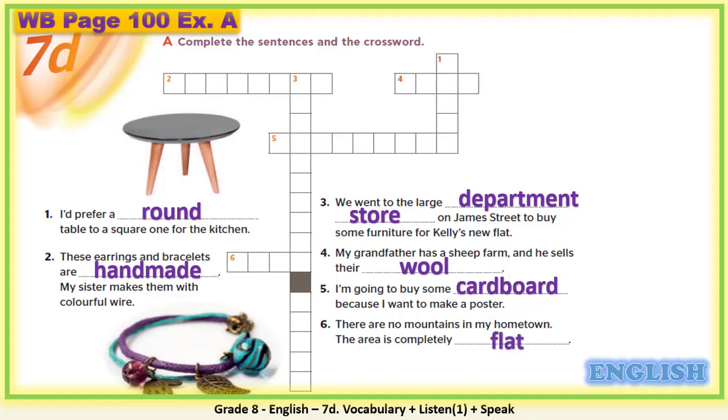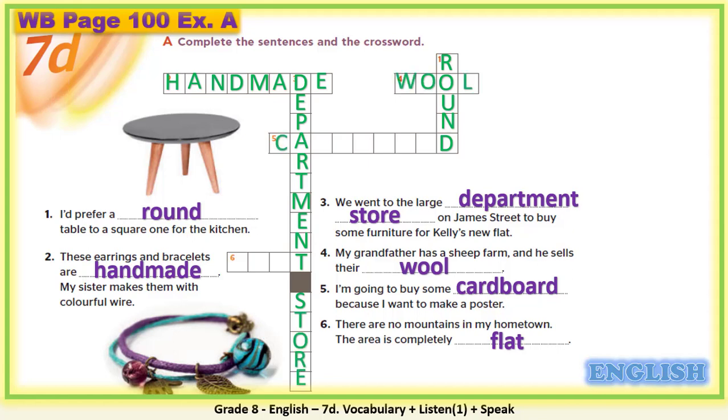Great, flat. Now let's have a look at the crossword. Number 1, round. Number 2, handmade. Number 3, department store. Number 4, wool. Number 5, cardboard. And the last one, flat.